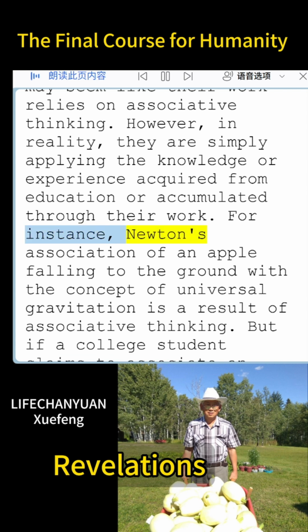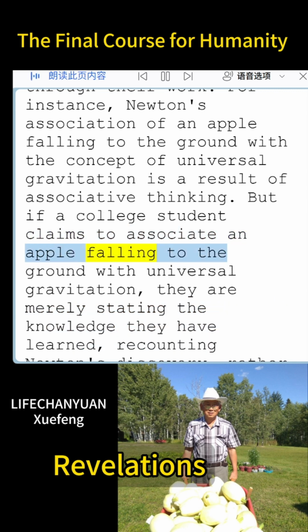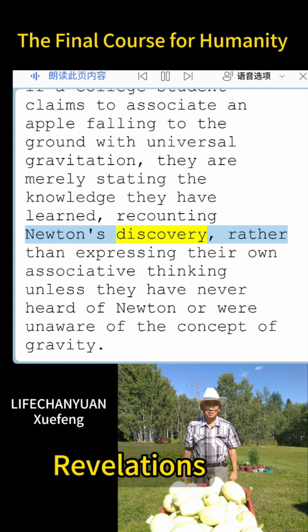For instance, Newton's association of an apple falling to the ground with the concept of universal gravitation is a result of associative thinking. But if a college student claims to associate an apple falling to the ground with universal gravitation, they are merely stating the knowledge they have learned, recounting Newton's discovery, rather than expressing their own associative thinking, unless they have never heard of Newton or were unaware of the concept of gravity.